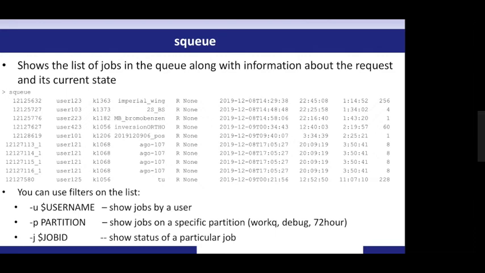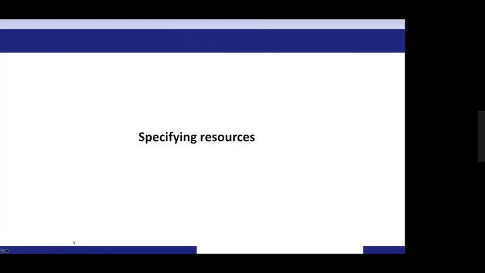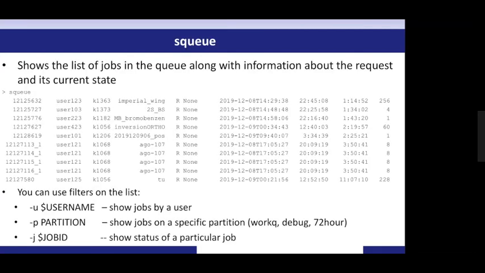Sq is another command which basically shows the state of the whole queue. And if you type sq, you will get a long list of all the jobs that are in different states, right? Here you can use some filters. You can filter the output by your username, by the partition that you are querying for, or by the job ID. So it will just be information about that job ID that you are interested in.